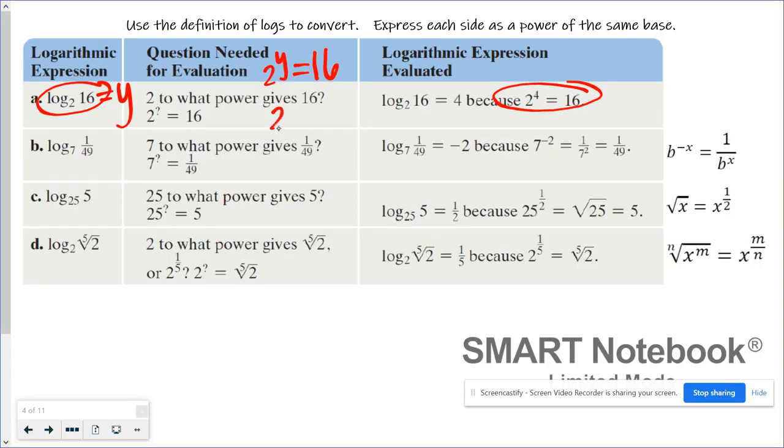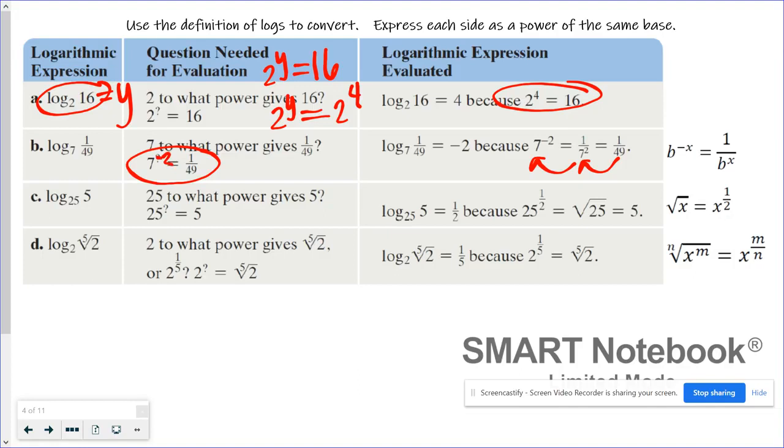Then I have 2 to the y power equals 2 to the 4th power, which means that y is equal to 4. The exponents are equal. Okay, and here, part B says log base 7 of 1/49. So 7 to what power is 1/49? We recognize that 49 is 7 squared. So 1/7 squared would be 7 to the -2nd power. So 7 to the -2nd power is 1/49.